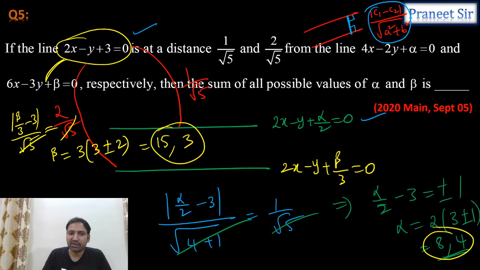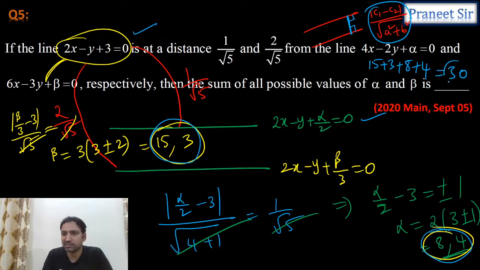Correct now? So when we add all this, one value of alpha is 8 and 4, and another values of beta is 15 and 3. So if you add all this, that is 15 plus 3 plus 8 plus 4, which is equals to 30 only. So that's it. 30 is the answer. Correct. You're right, Lakshman. Sharon, you're also right.